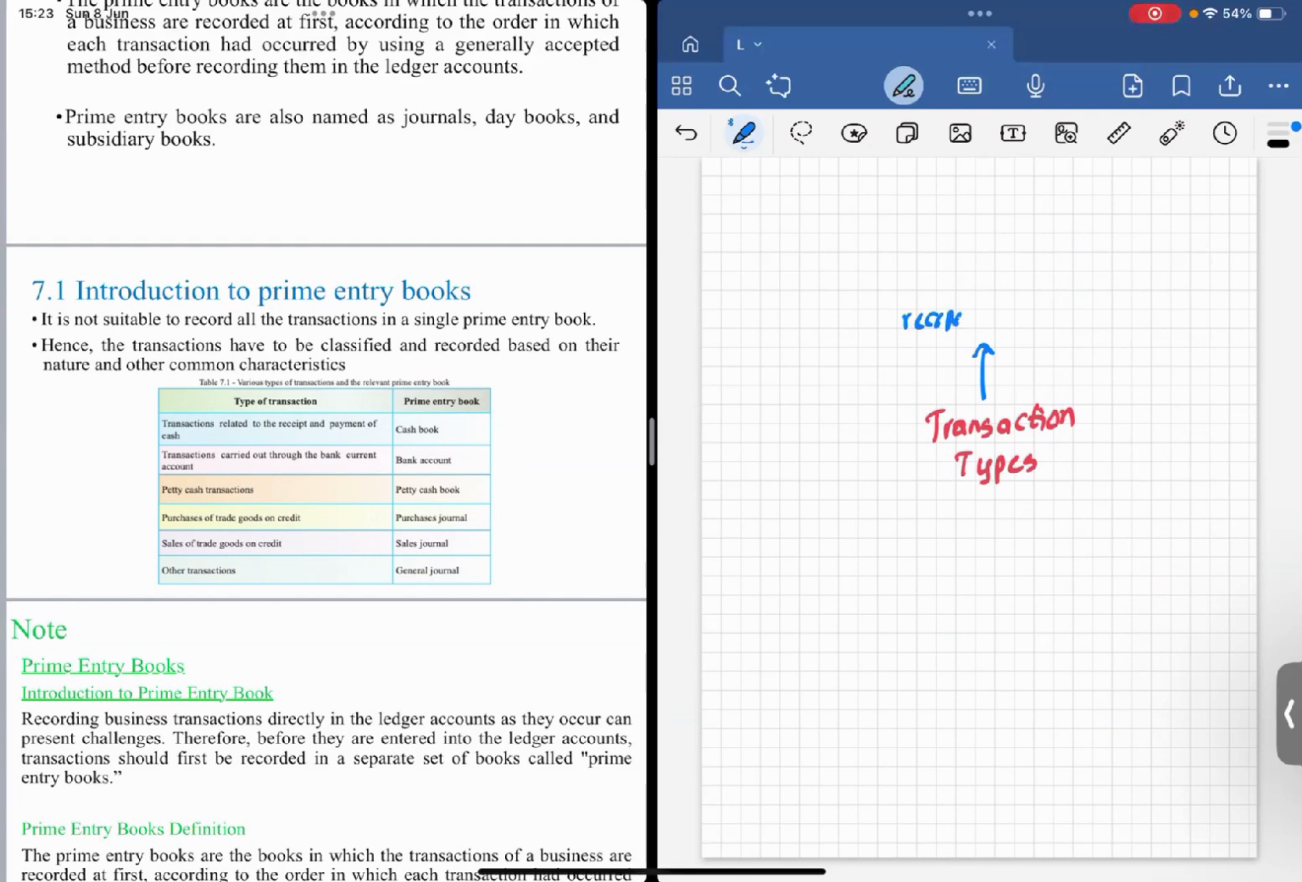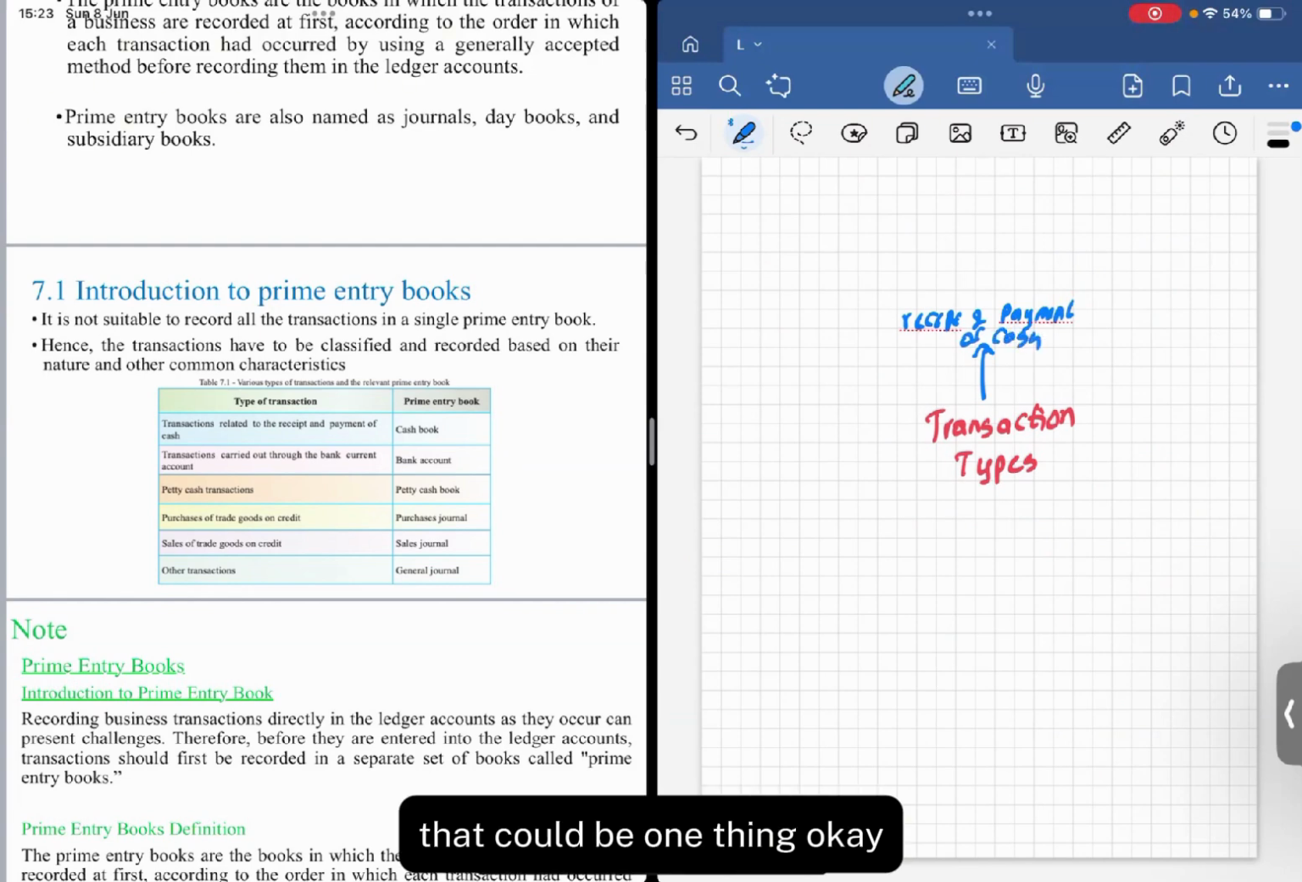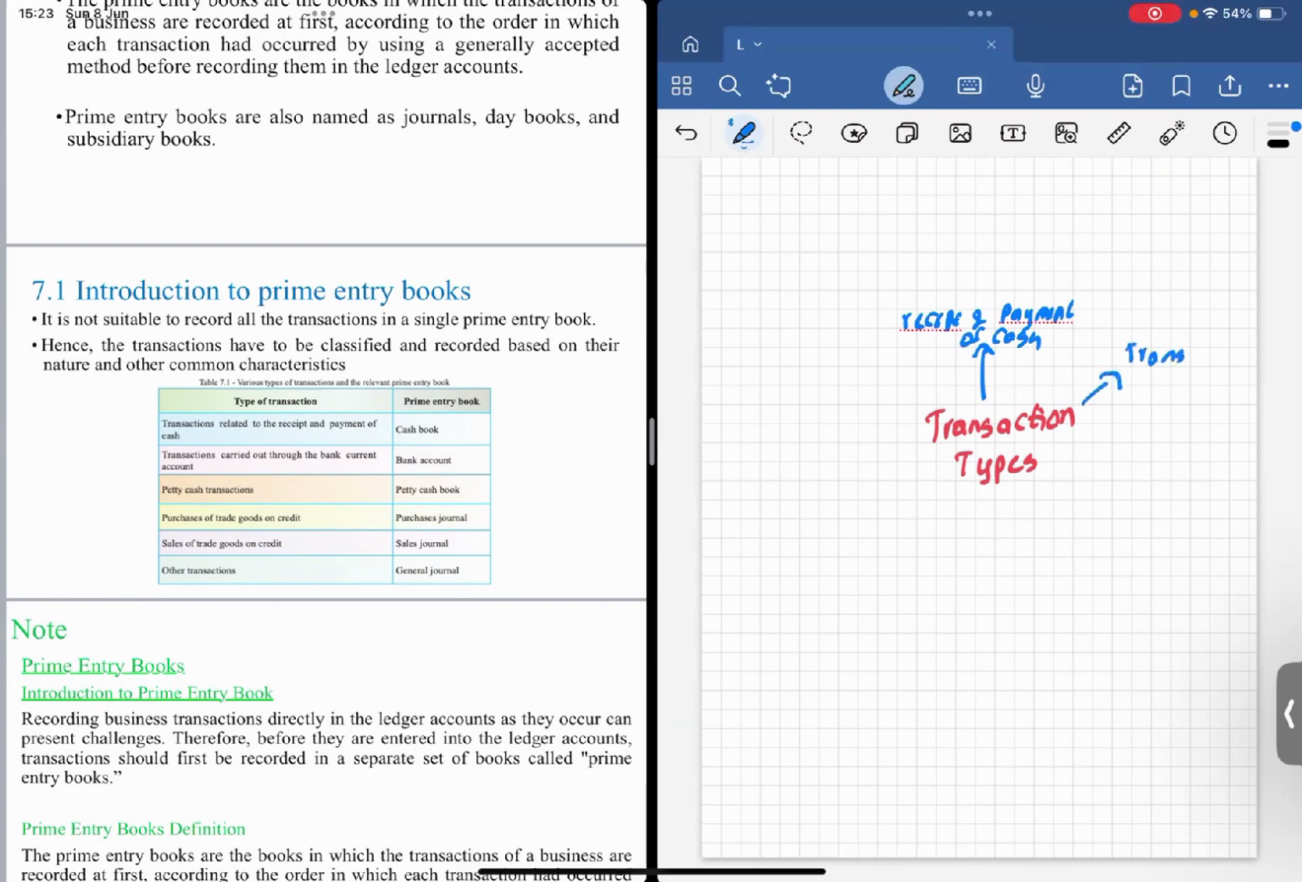Receipt and payment of cash. Okay, that could be one thing. Okay, then there could be transactions carried through bank account.